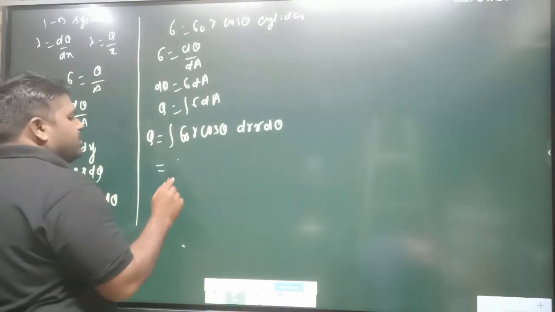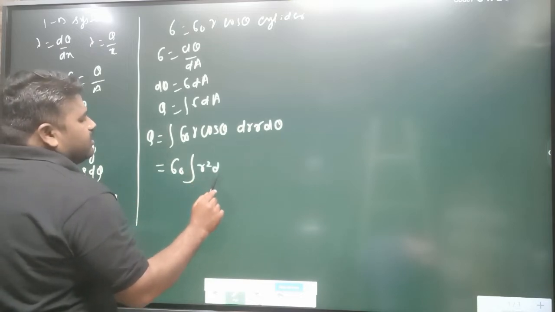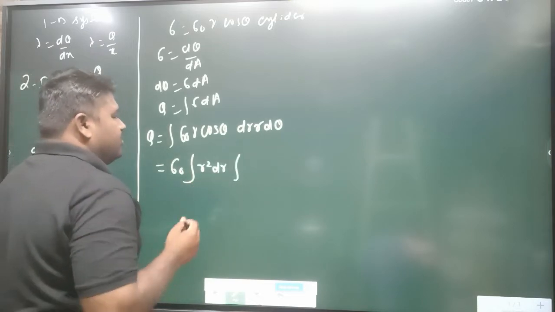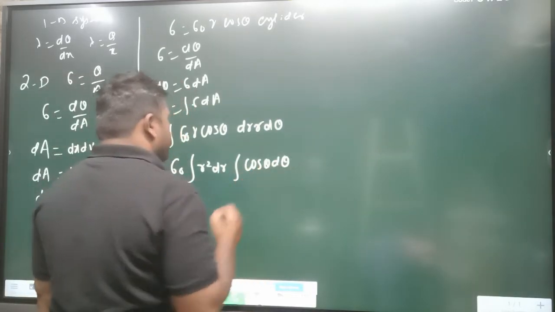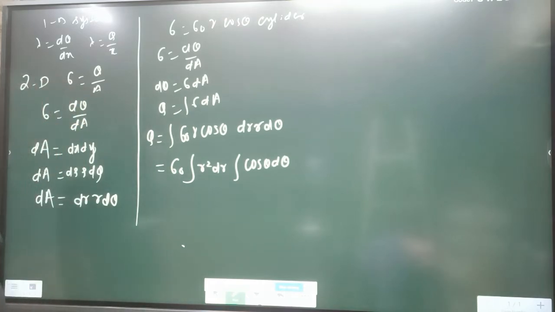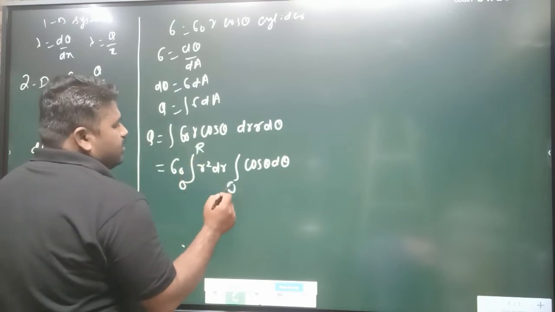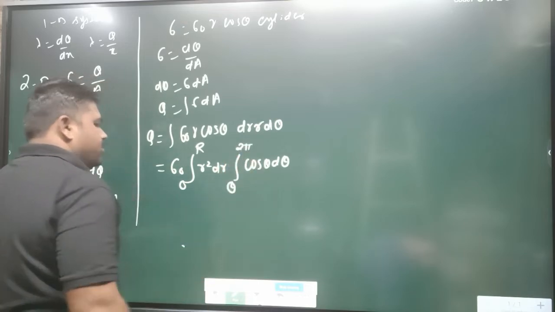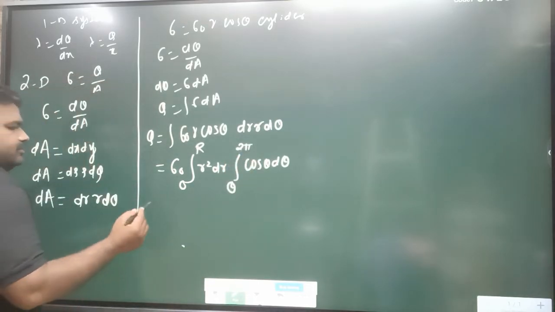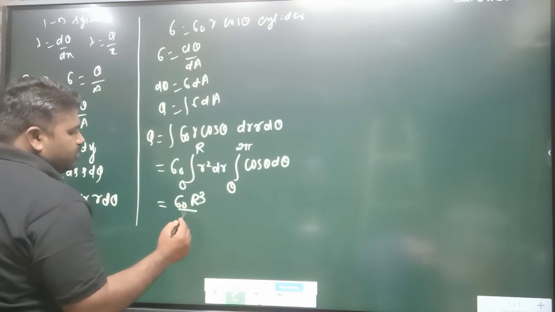Sigma naught we can take common out. Next, this r becomes r square dr, into cos theta d theta. R varies from 0 to capital R, and theta varies from 0 to 2 pi. The integration of r square is r cube by 3.